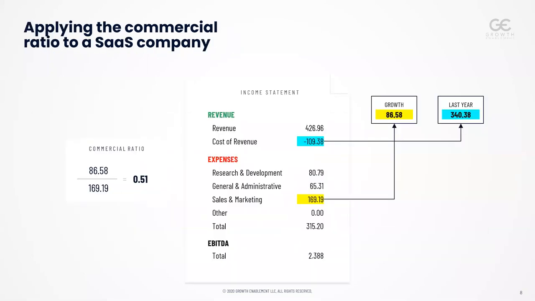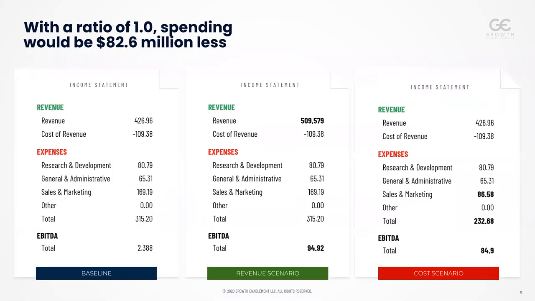So to go through a calculation, to bring this a little bit to life and frame out what we're going to talk about with cost specifically, here's an example of one SaaS company. As you can see, I'm not going to go through all the metrics here, but their commercial ratio is 0.51. If they were at 1.0, if you were to look at their metrics, they could be spending $82 million less.